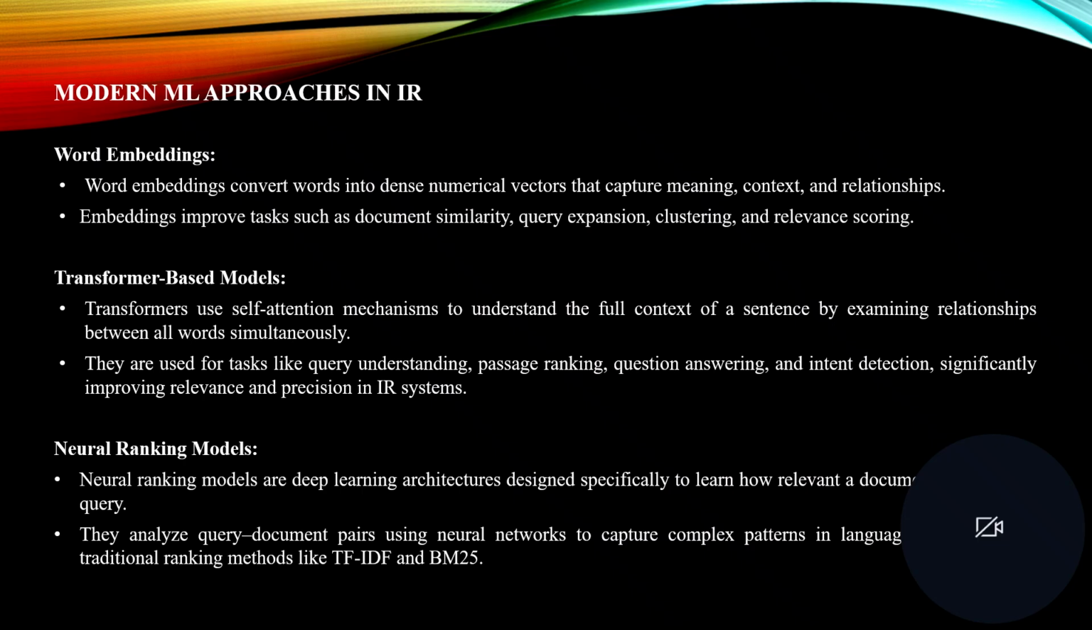We also have the contextual embeddings, where each word's meaning changes depending on its context. So, for example, the word bank means differently in riverbank versus bank account. Contextual models handle that complexity. So together, these modern techniques allow information retrieval systems to understand natural language deeply and deliver more human-like intelligent search results.